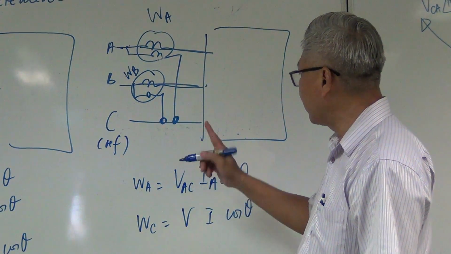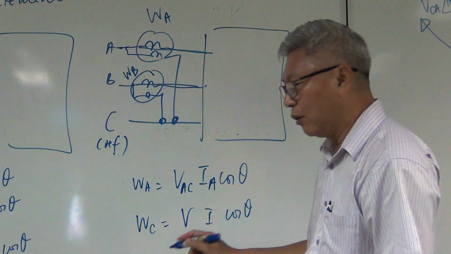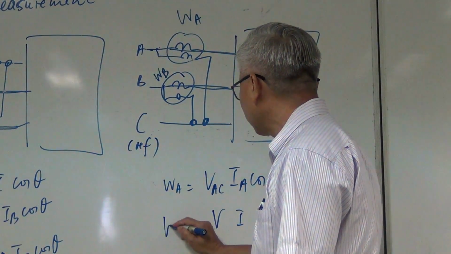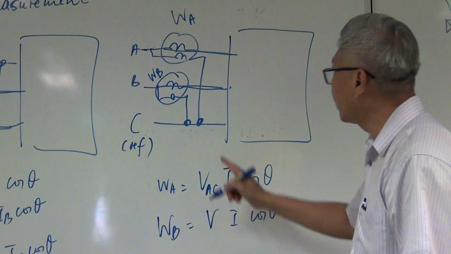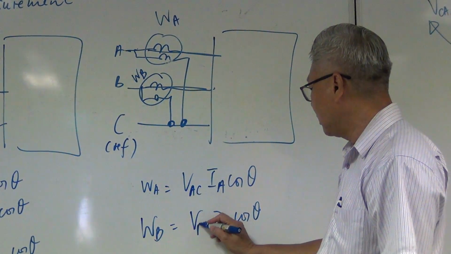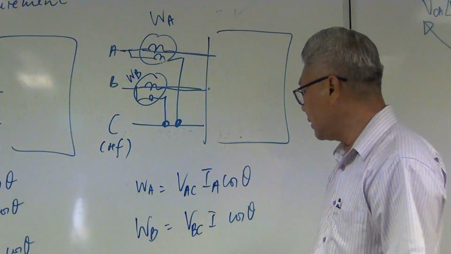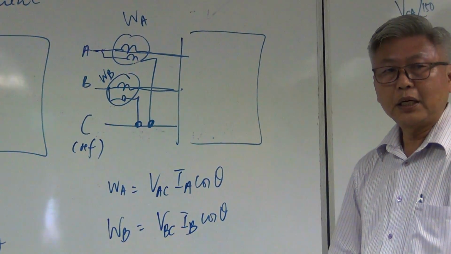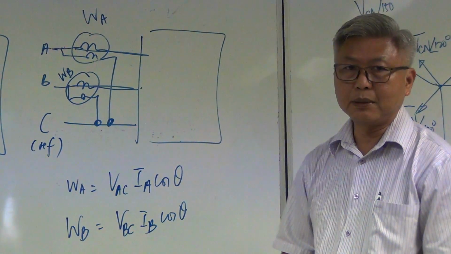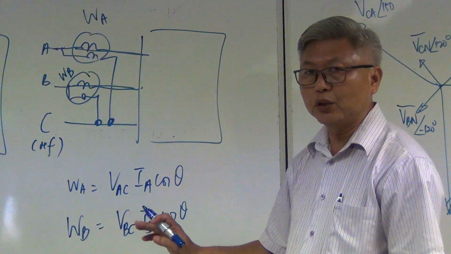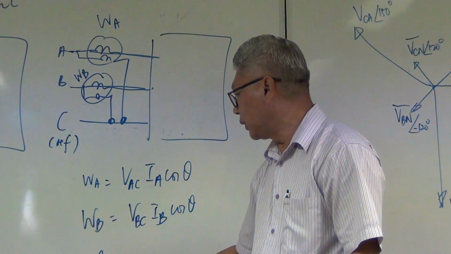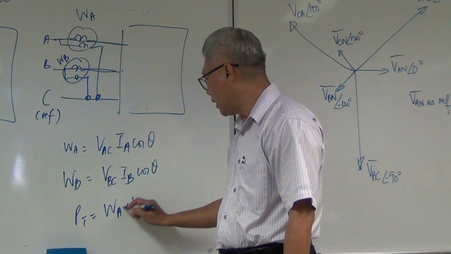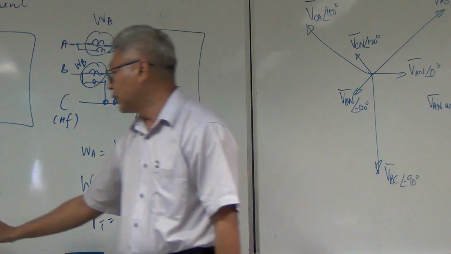Sorry, I'm wrong. It should be WB. Okay, make mistake. So WB, the voltage is VBC. Right, C is the reference, and IB. Okay, so that's called the 2 wattmeters method. So if you know the reading of the 2 wattmeters, the total power will be, you just add up the 2 readings. Right, and that will give you the true power, total power.